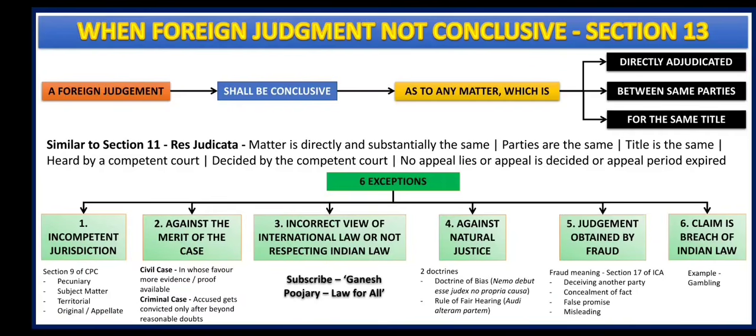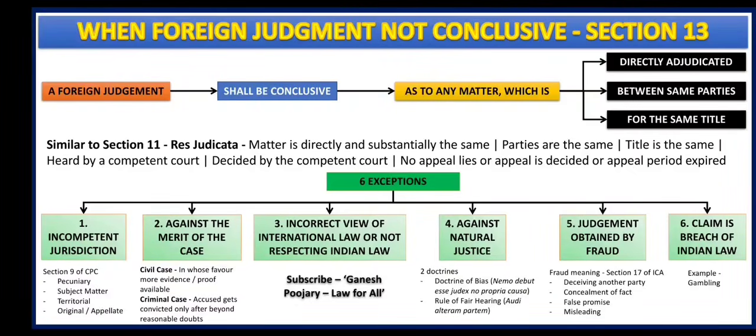Here are the 6 very important exceptions where the foreign judgment is not conclusive. And I have discussed all such exceptions with details and with sufficient notes so that you have sufficient ingredients to answer the questions related to section 13 and 14. Let's get into the 6 important exceptions.